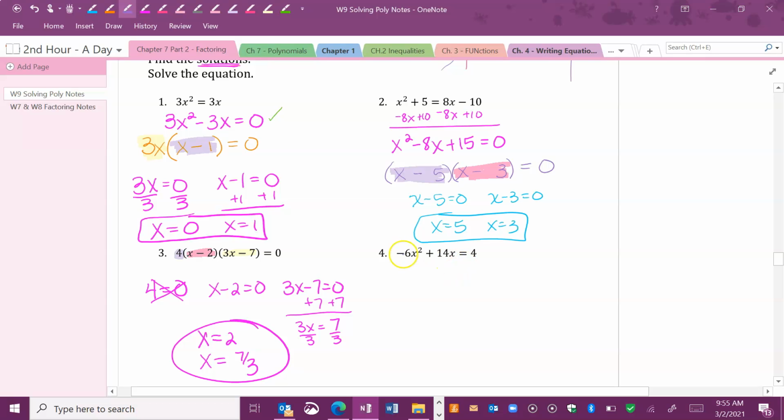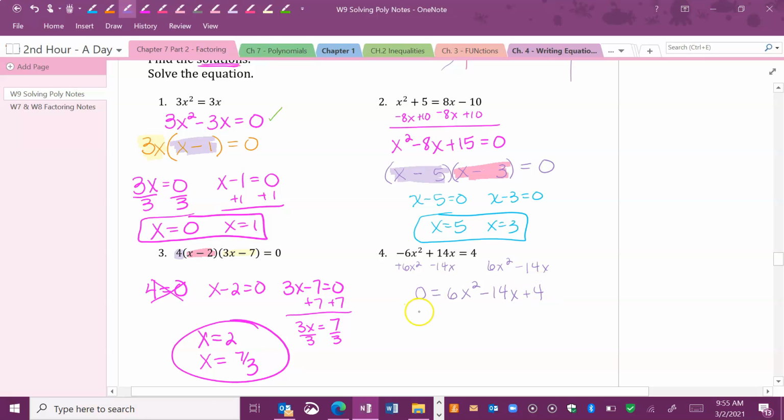Number 4, it would probably be wise to move this negative 6x squared to the other side. That way I don't have to deal with a negative. So I'm going to move this 6x squared to the other side, and I'm going to move that 14x to the other side. And it doesn't matter which side we write the 0 on. So 0 equals 6x squared minus 14x plus 4.